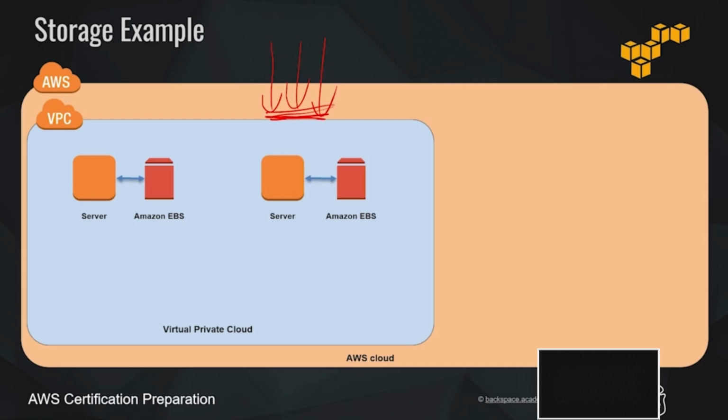But what if we want that data to be available to both of those servers? Here we've got 2 EBS volumes. What if we want that data to be on one volume only? As we know from our computer at home, we can't attach a block device hard drive to multiple computers. It just doesn't work like that.